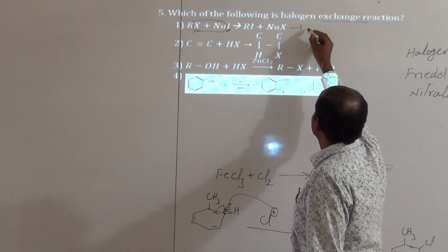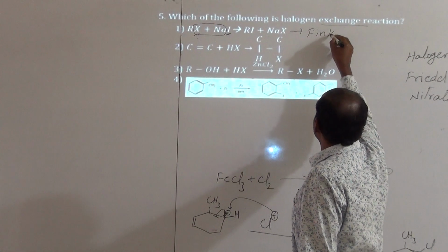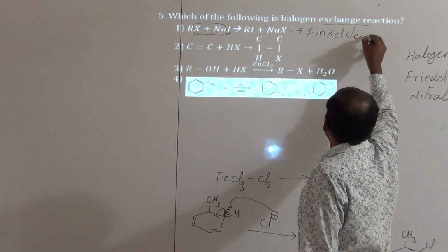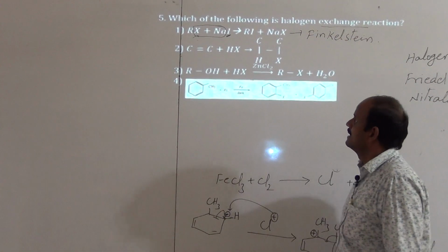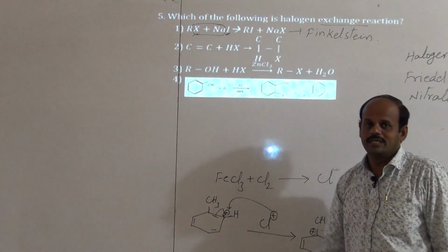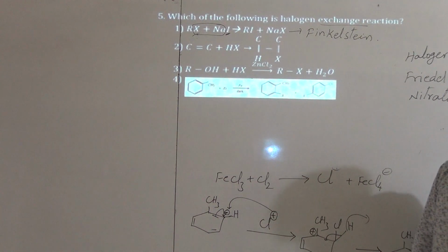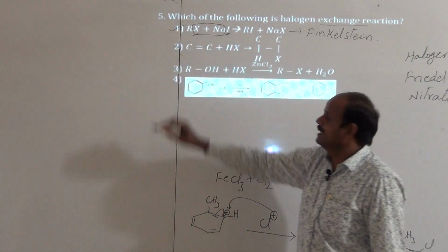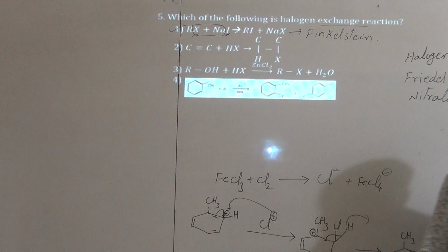What is the name of this reaction? Finkelstein reaction. The Finkelstein reaction is the halogen exchange reaction. In this reaction we get alkyl iodides. Okay, thus what is the correct option? The first option is the correct one.